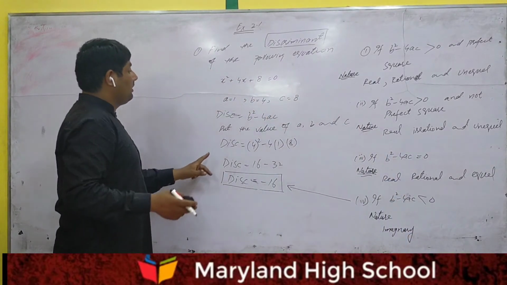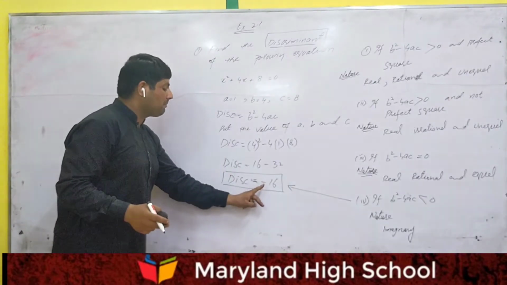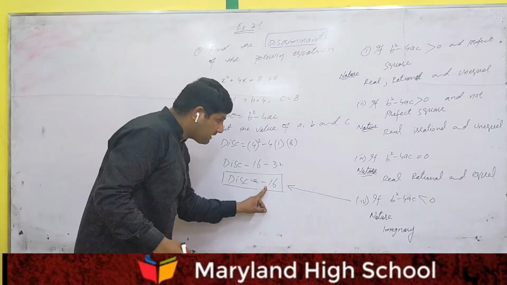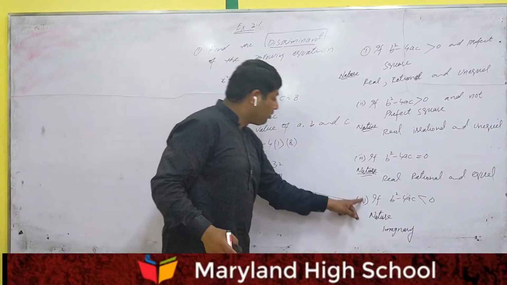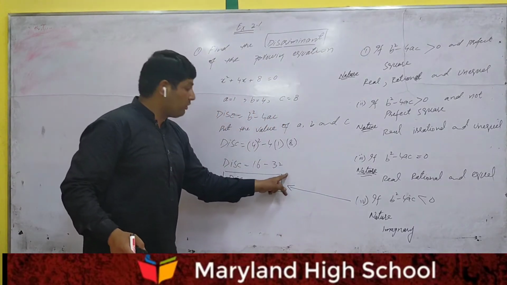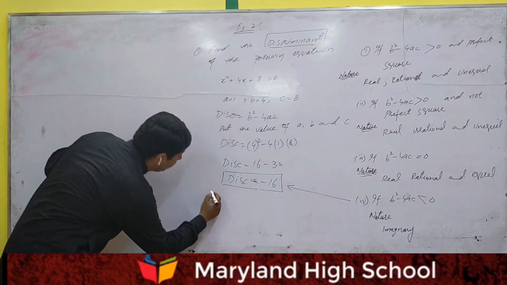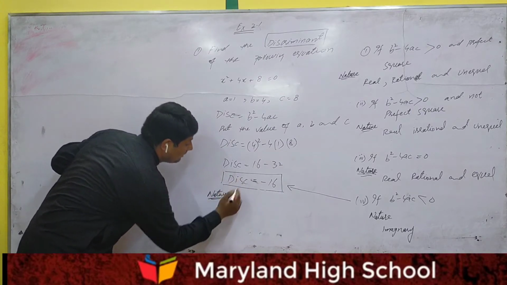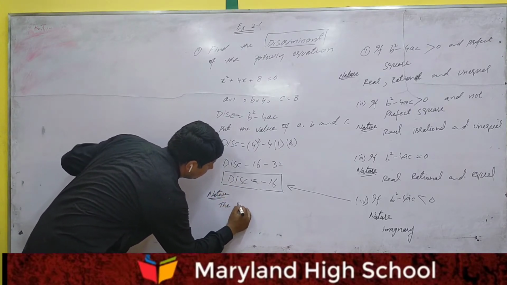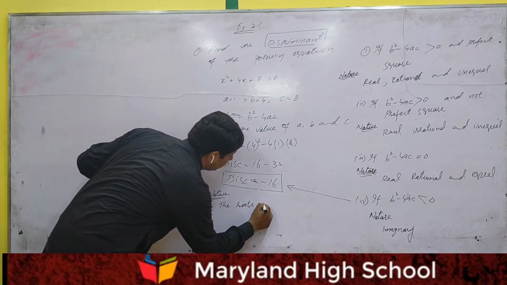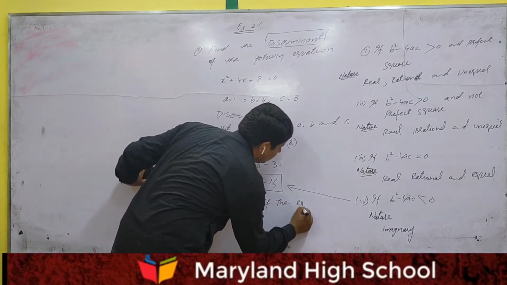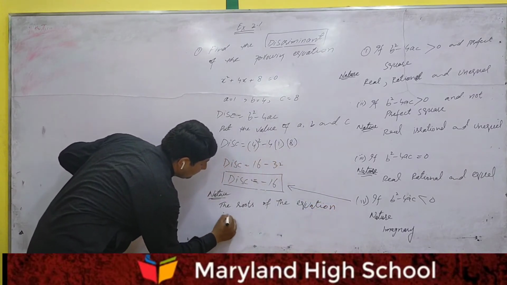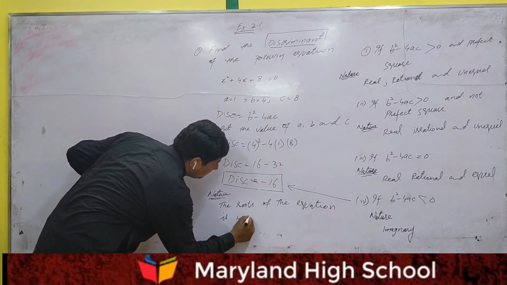It means the disk is equal to minus 16. Minus 16 is less than 0. It means the fourth rule is applicable. We also write the nature of the equation, that is, the roots of the equation. The roots of the equation are imaginary.